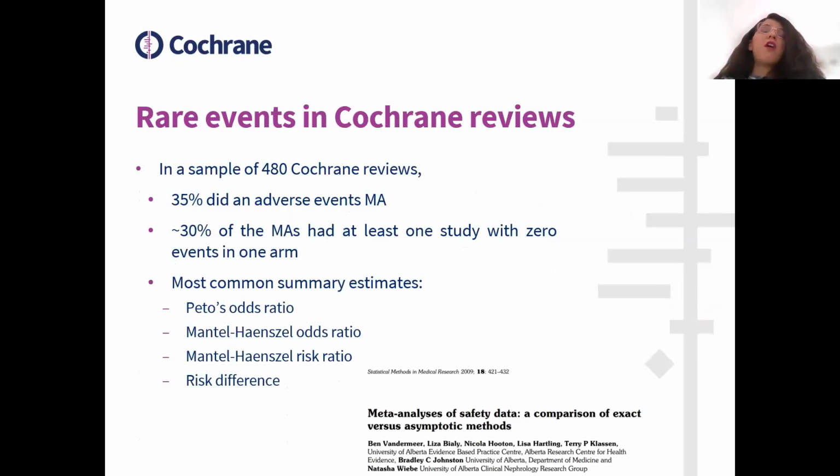Rare events are quite common in Cochrane reviews. In a systematic review, which included a sample of 480 Cochrane reviews, authors found that 35% of these reviews had an adverse events meta-analysis, and approximately 30% of these meta-analyses had at least one study with 0 events in one arm. The most common summary estimates used for the meta-analytic estimate were the Peto odds ratio, the Mantel-Haenszel odds ratio, the risk ratio, and the risk difference.